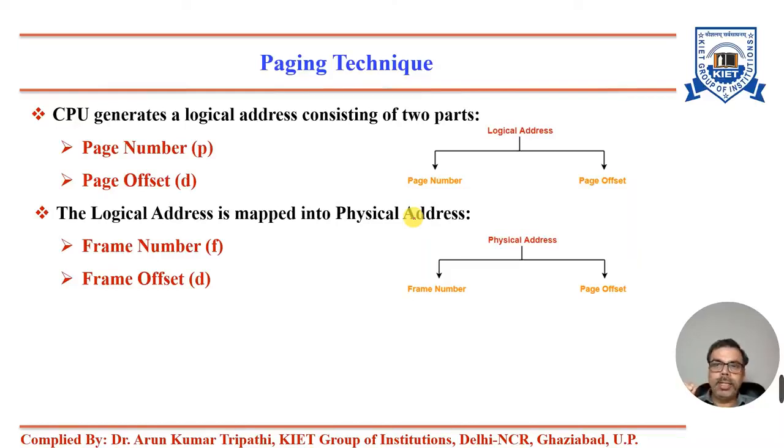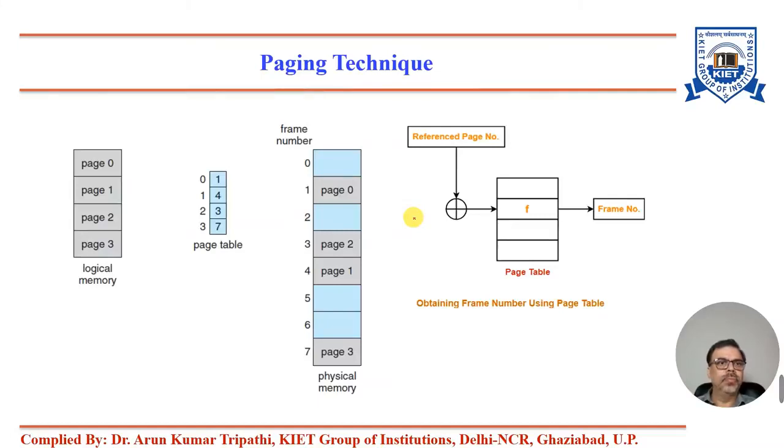The logical address is divided into two parts. The first one is the page number and the second one is the page offset. Similarly, the physical address contains a frame number and an offset. So there should be a mapping between the page number and the frame number. How will it work? Let us discuss.